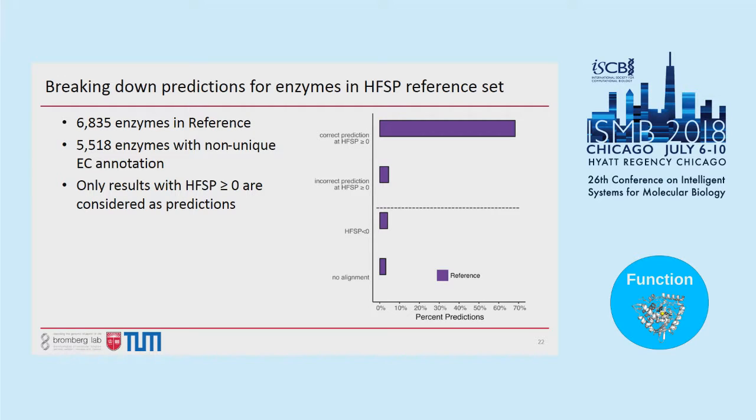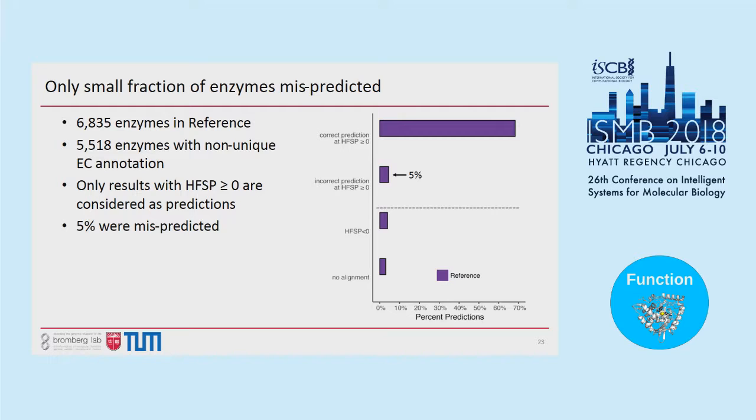And what I'm displaying here, the only disclaimer that I want to give is the percentages and the bars are based on the full 6,835 enzymes. I'm only showing the bars for the non-unique EC numbers, though, to reduce complexity of the graph. So the first thing that we can observe is we have a very small fraction of mispredicted enzymes. Again, on the 4th EC level.